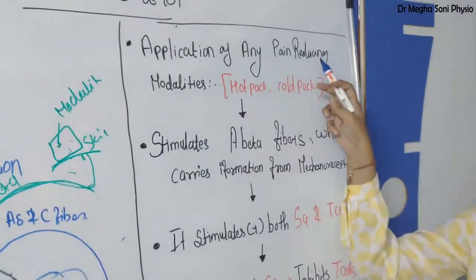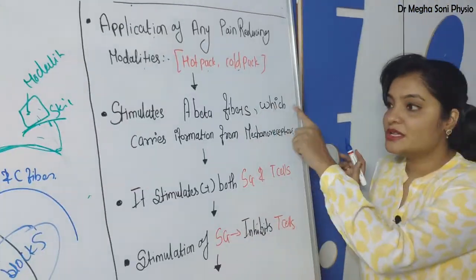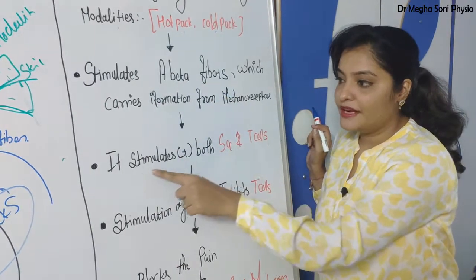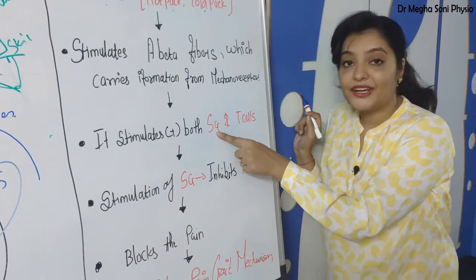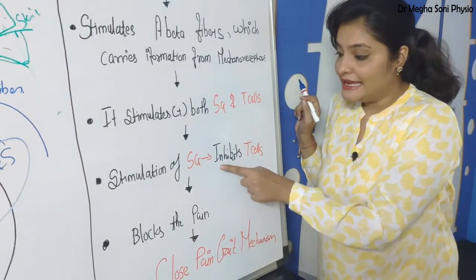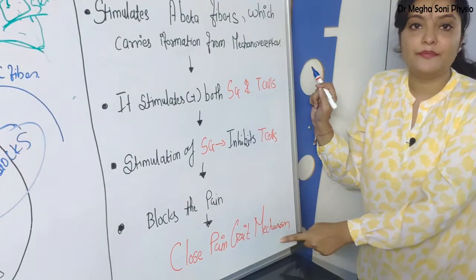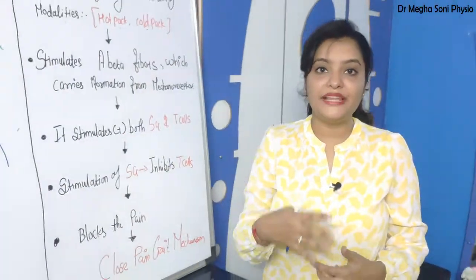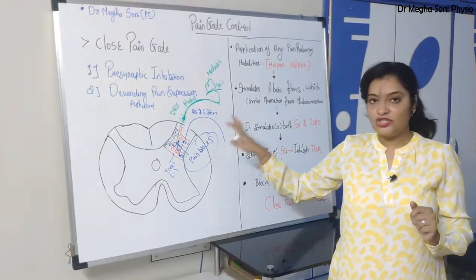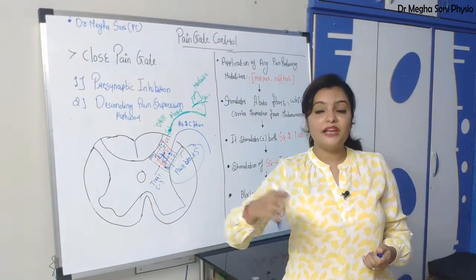Application of any pain relieving modality like a hot pack or cold pack stimulates A beta fibers, which carry information from mechanoreceptors, and stimulation of A beta fibers stimulates both substantia gelatinosa and the T cell. Stimulation of the substantia gelatinosa inhibits the T cell and blocks the pain, and that is the closed pain gate mechanism. We call this presynaptic inhibition, which is the most common mechanism that happens inside our body whenever we apply pain reducing modalities.